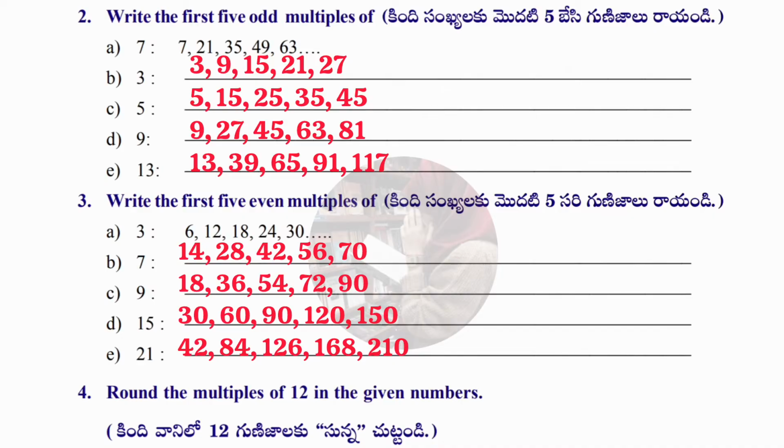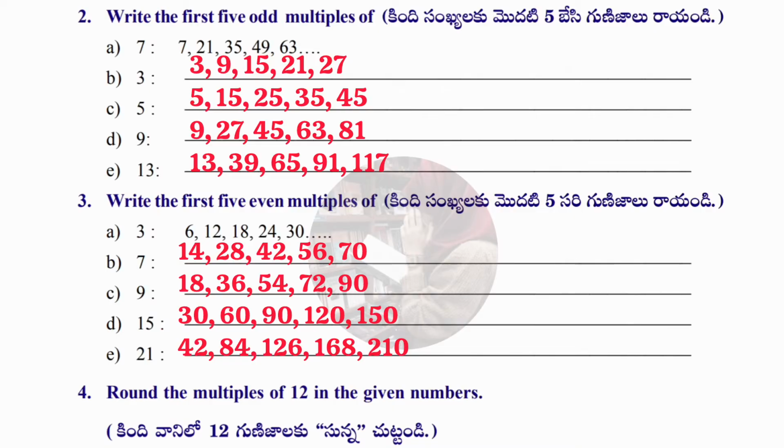9 2s are 18, 9 4s are 36, 9 6s are 54, 9 8s are 72, 9 10s are 90. Next number is 15. 15 2s are 30, 15 4s are 60, 15 6s are 90, 15 8s are 120, 15 10s are 150. Next number is 21. So 21 2s are 42, then 21 4s are 84, 21 6s are 126, 21 8s are 168, 21 10s are 210.